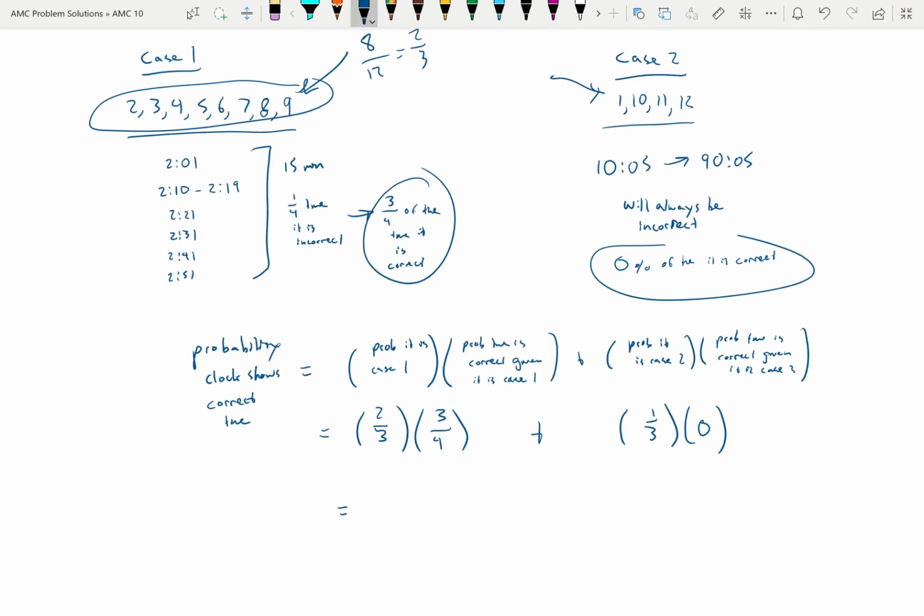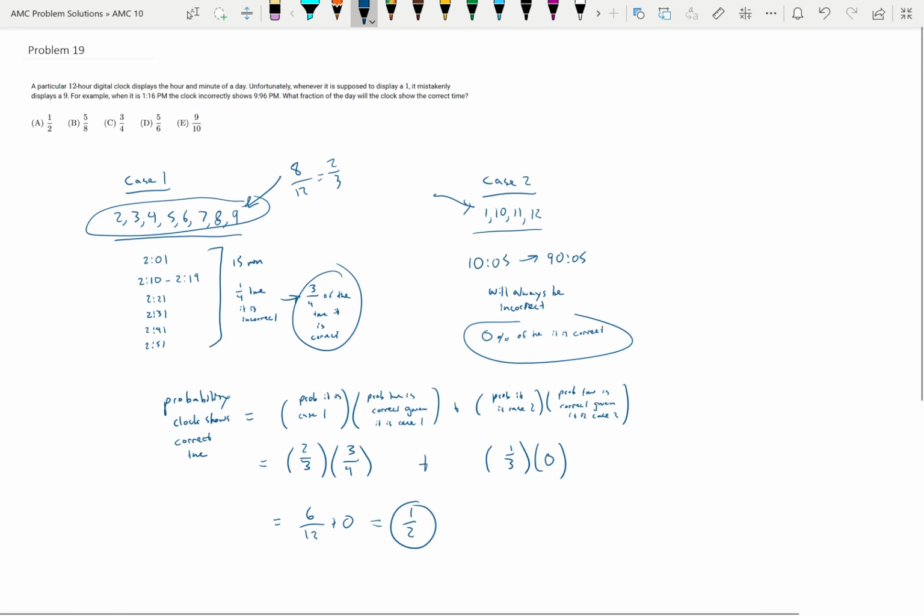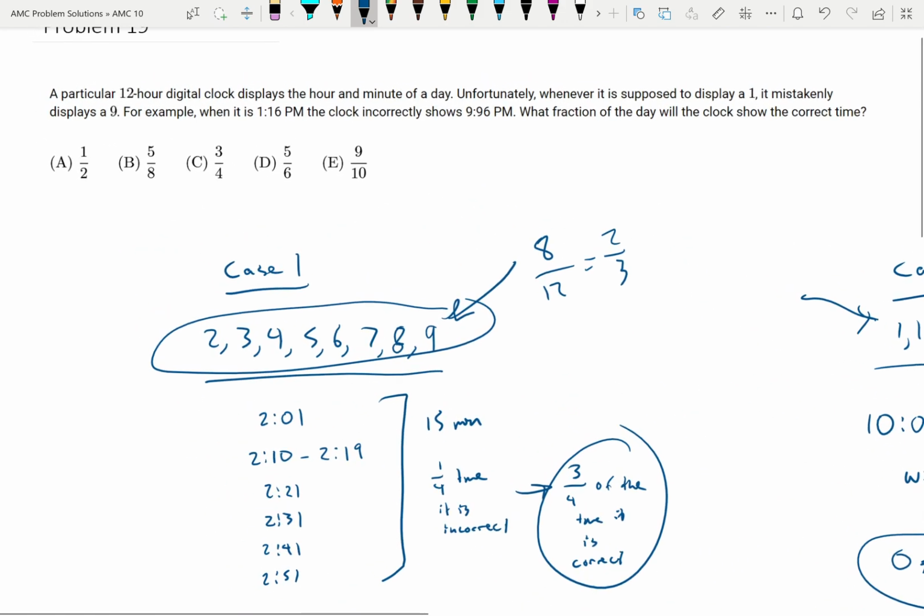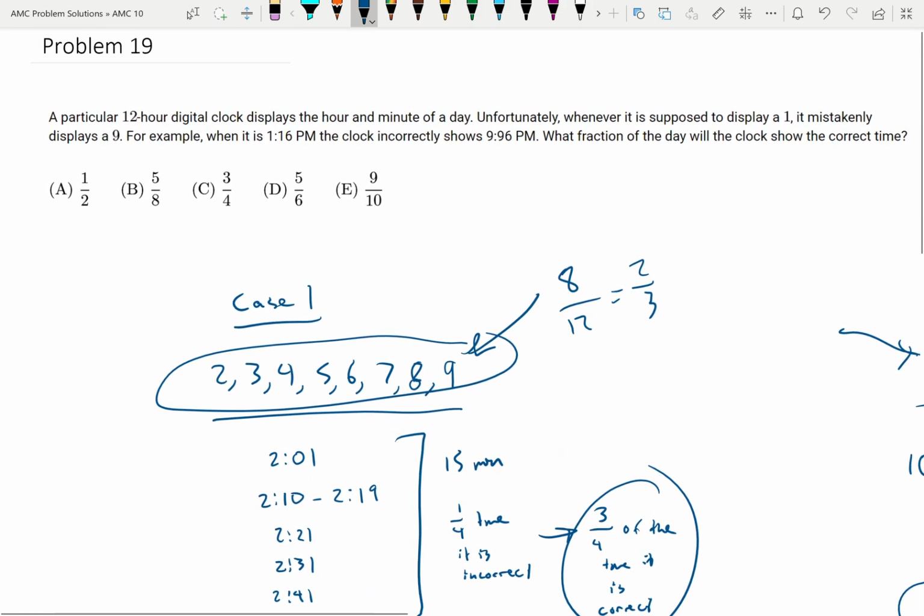And so we multiply that out. This comes out to 6/12 plus 0, which is 1/2. So with probability 1/2, the clock is going to show the correct time. Therefore, for 1/2 of the day, the clock will show the correct time. So the answer is choice A.